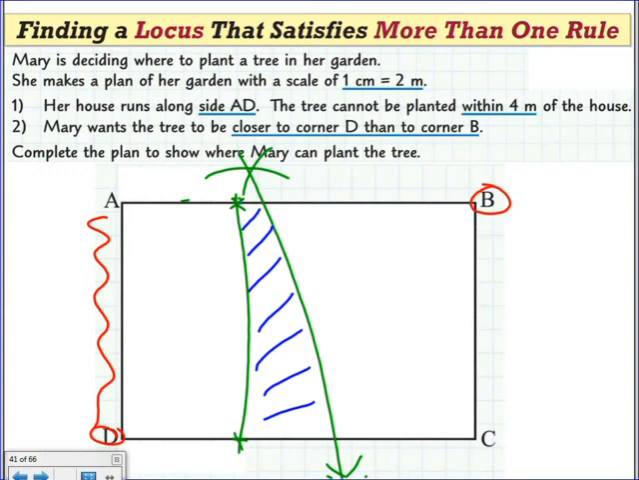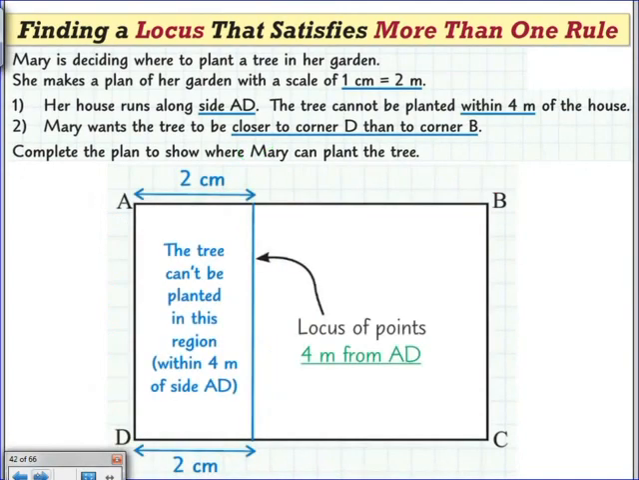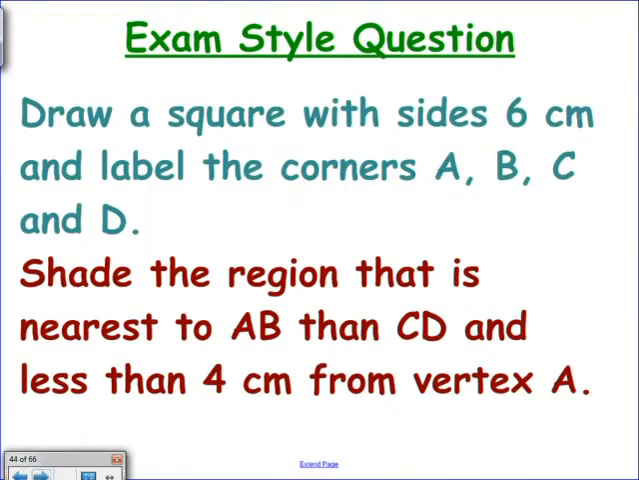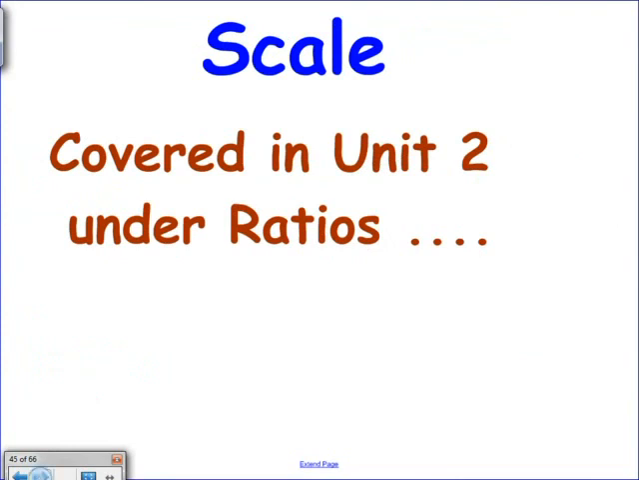So there were only 2 loci rules there. The first rule was it couldn't be planted within 4 metres of the house. The other one was it had to be closer to D than B. So if you want to see if something's closer to one thing than the other, you draw the bisector, or the nick-nick. Okay? Happy? I'll get you to do one very, very similar. Oh, not that one, this one.